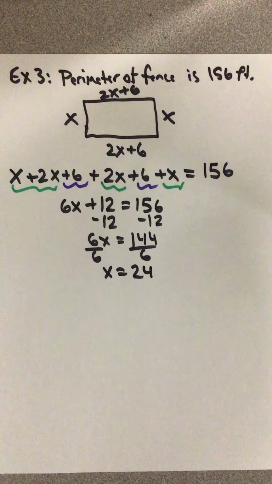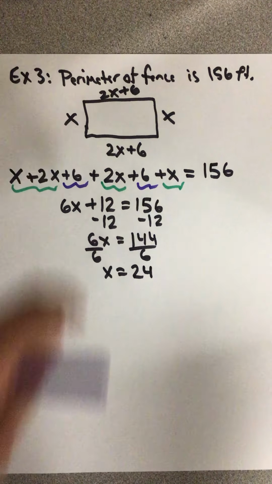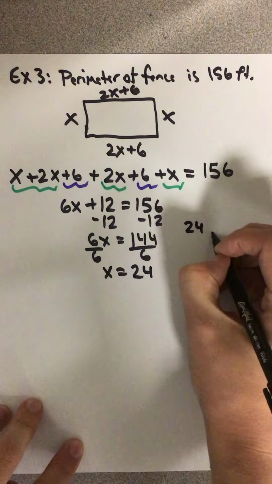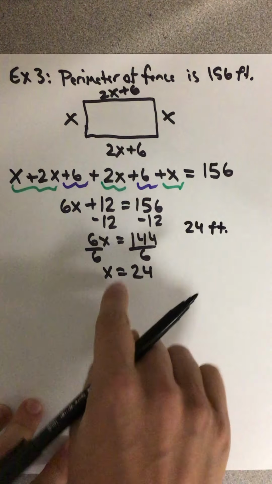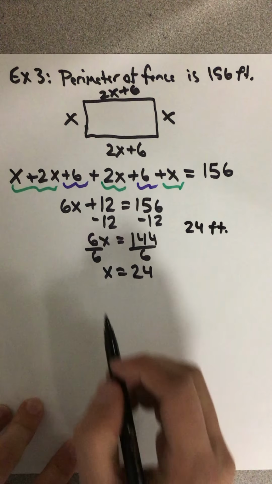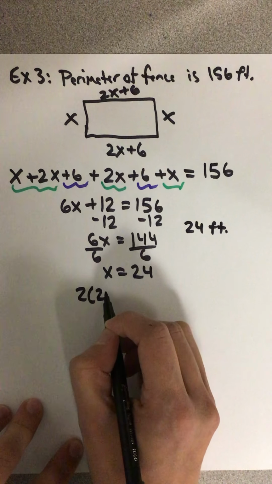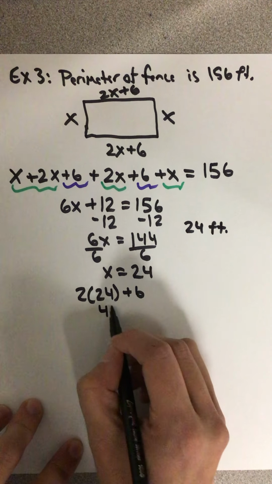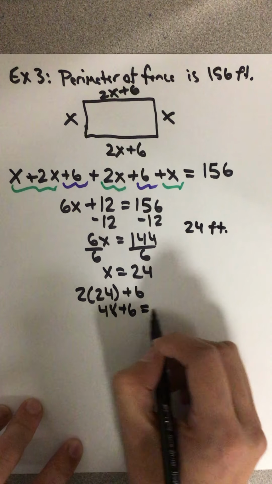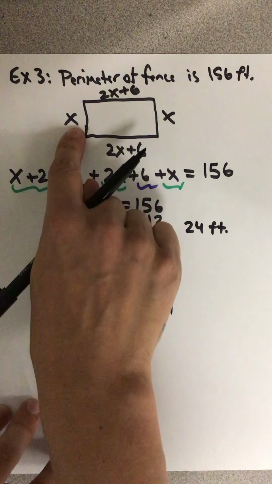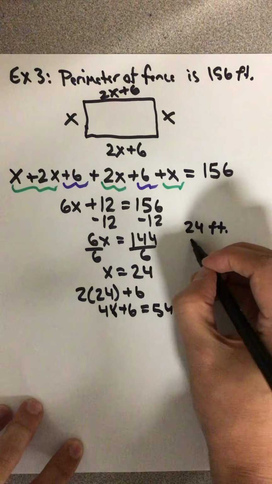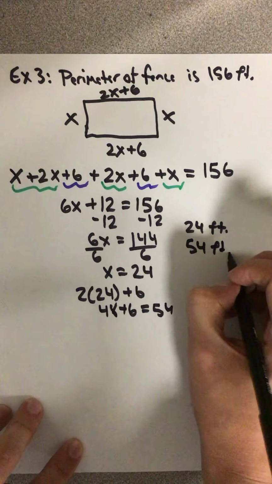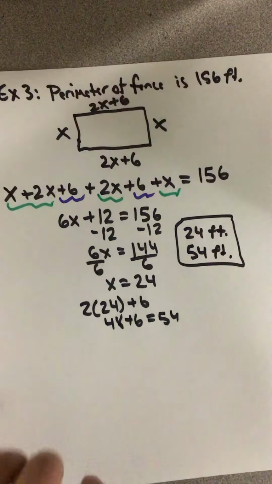Now, I didn't really expand on this, but we were looking to find the length of each of the sides of our fence. This side is simply 24 feet because it equals x. The other one, however, we need to plug in the 24 for the 2x, or into the 2x plus 6. So that gives us 2 times 24, which is 48, plus 6 equals 54. So the short side of our fence is 24 feet, and the long side is 54 feet. And that concludes this problem.